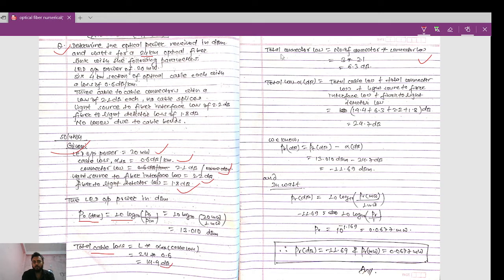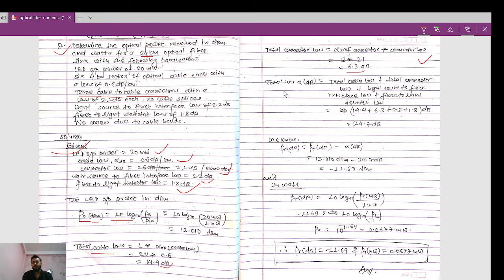Similarly, to calculate the total connector loss we have the formula number of connectors into connector loss. The number of connectors is given as 3. In the question we have 3 cable to cable connectors, so the number of connectors equals 3 and the connector loss is 2.1 dB per connector. If you multiply 3 into 2.1 we get 6.3 dB.